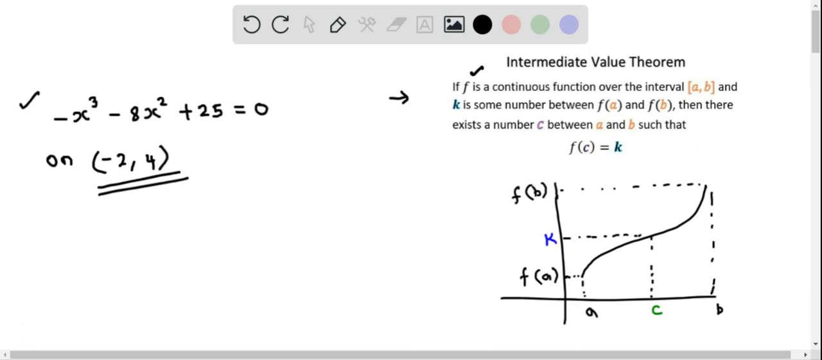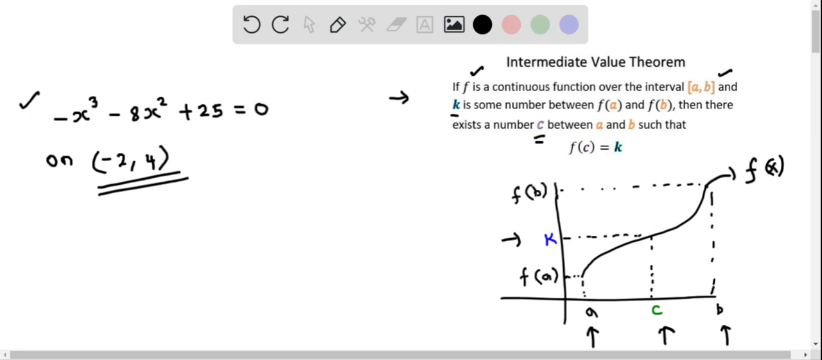So if f is a continuous function over the interval a comma b, and k is some number between f of a and f of b, we will understand this diagrammatically. This is f of x. This is the graph of the f of x defined between the intervals a and b. And we can see that k lies between f of a and f of b. So then there exists a number c, that is c lies between a and b, such that f of c equals k. So we can easily determine this from the graph, because when k lies between f of a and f of b, obviously c should lie between a and b.